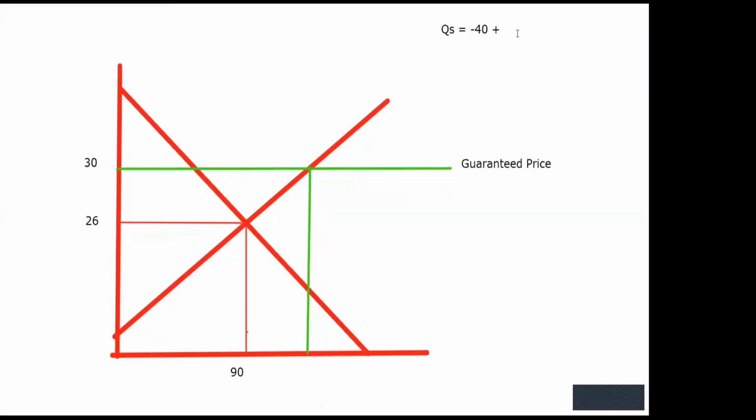So QS equals minus 40 plus 5p. What do you have to do now? Instead of p, you put 30. So you put minus 40 plus 5 into 30. You solve it, and we get an answer of 110. So 110 metric tons. At the price of 30, these people are willing to supply 110 metric tons. So your answer is 110 for that part.